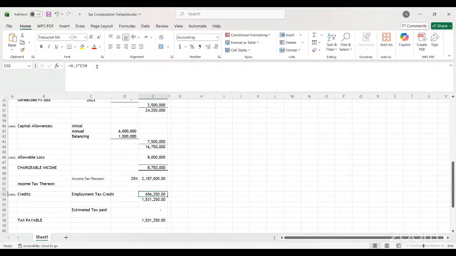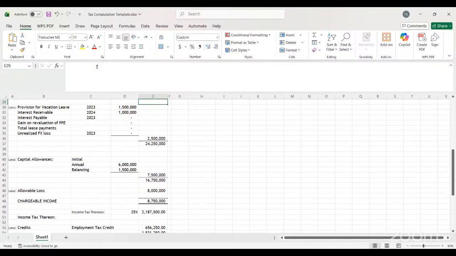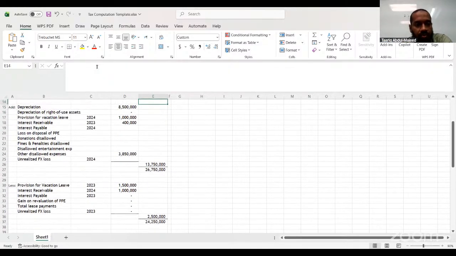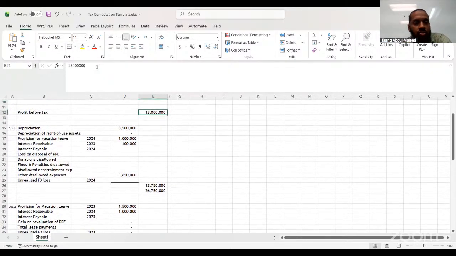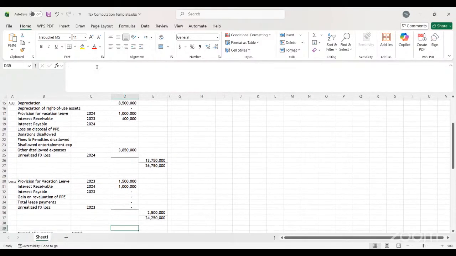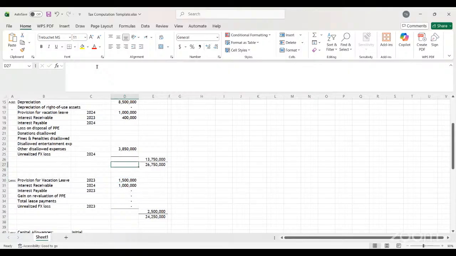Where? I'm getting 24,250 and you have 24,450. I don't know what the difference is. If you're looking at my screen, we have all the same figures: depreciation, provision, 1,400,000 at the top. All the disallowed should be 3,850. Could you repeat how you got the what's it called again?